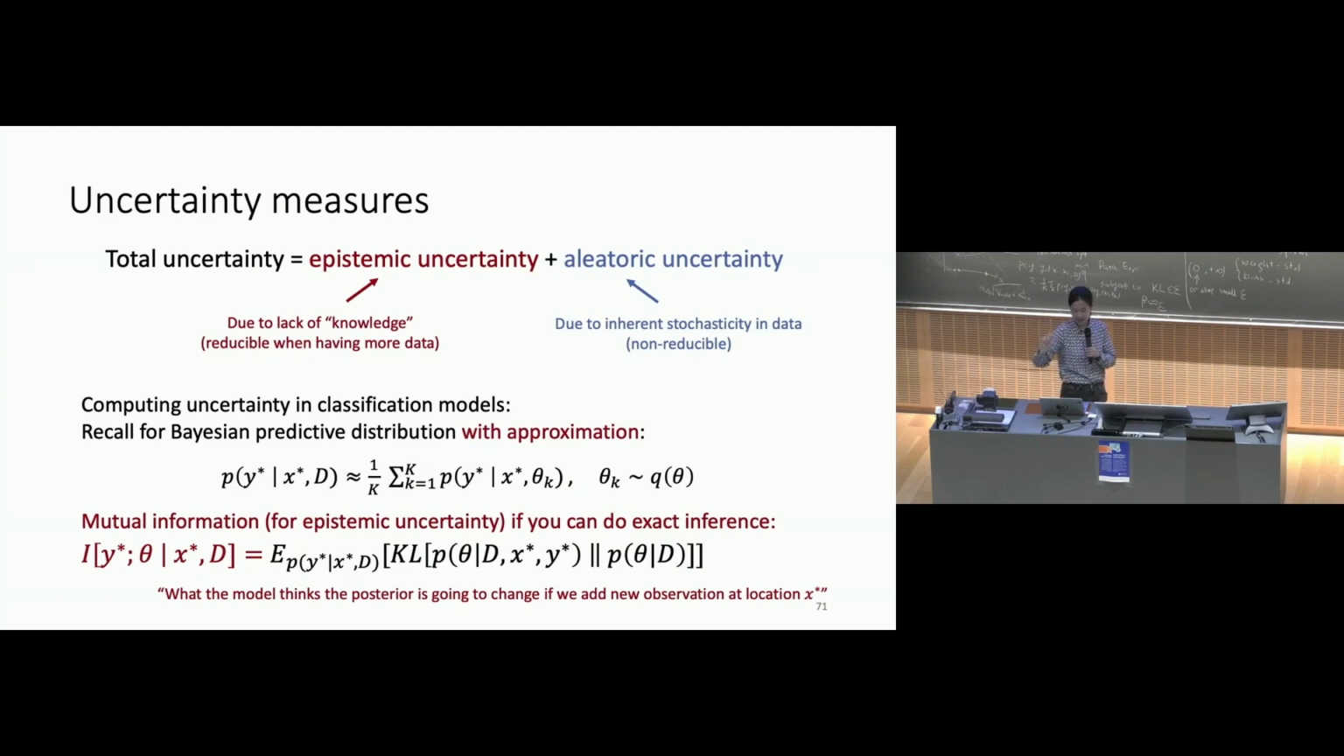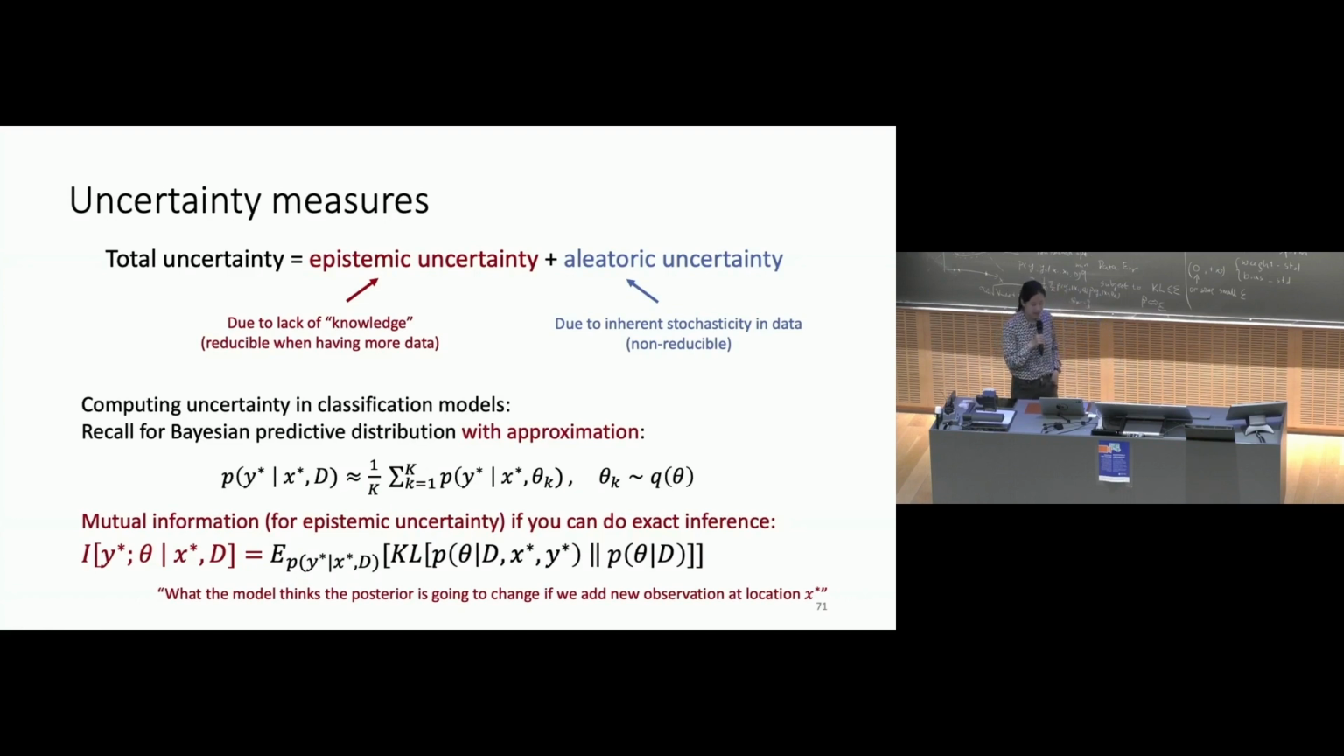Then you need to compute it on average. This tells you what the model thinks about how the posterior is going to change, because this is under expectation over my model, if I add a new observation at location X. This is represented by the KL term here.